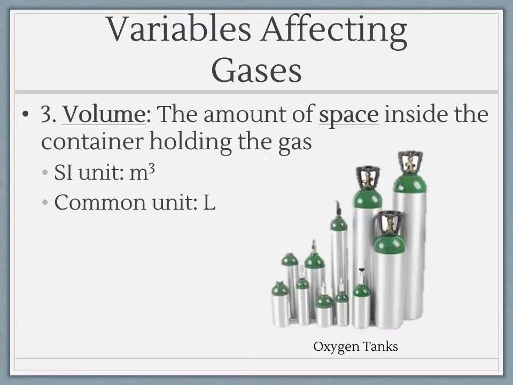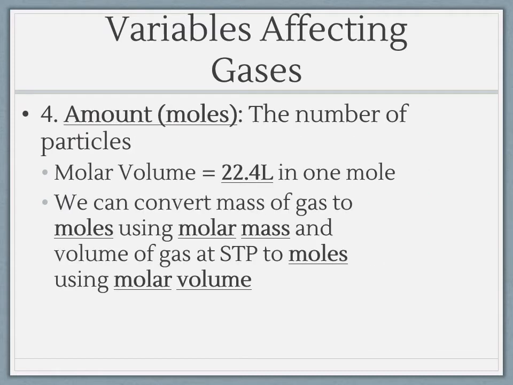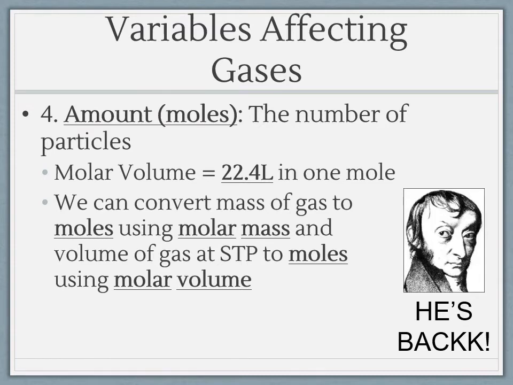The next variable is volume. We already said that gases take on the volume of their container. So volume is the amount of space inside whatever container the gas is holding. That volume can be measured in meters cubed, but the most common unit, of course, is liters. And finally, we have the amount of the gas. And just like anything in chemistry, our most common way of reporting the amount is in moles. So this is the amount of particles. We do know that in 1 mole, there's 22.4 liters of any gas at STP.